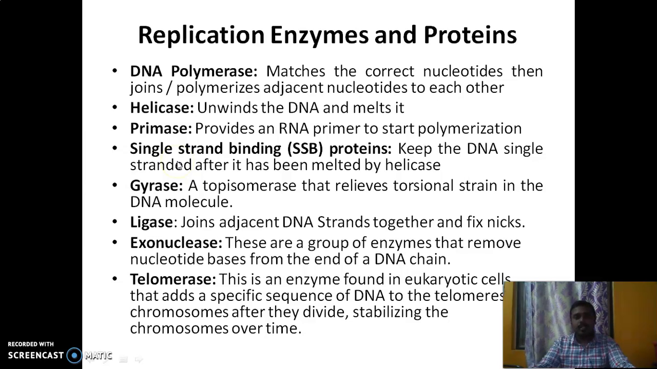The next are SSB proteins. Basically, it's not an enzyme, it is a set of proteins which helps in the replication process. SSB refers to single strand binding proteins. So why is this very important? For example, we know that helicase and topoisomerase are going to unwind the DNA strand. So what if the unwound DNA strand winds back again? To avoid it, you are going to use these SSB proteins. These SSB proteins keep the DNA single stranded after it has been melted by the helicase. So it prevents the single strand that was separated by helicase from rejoining.